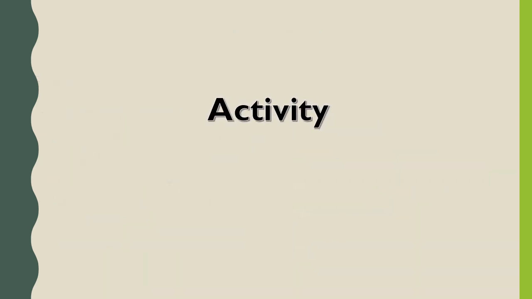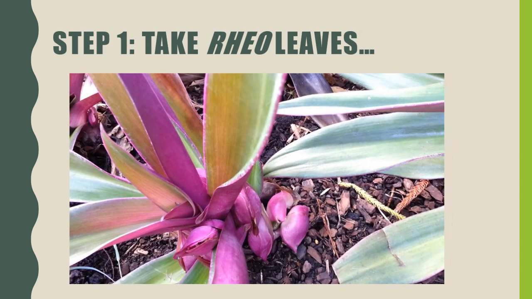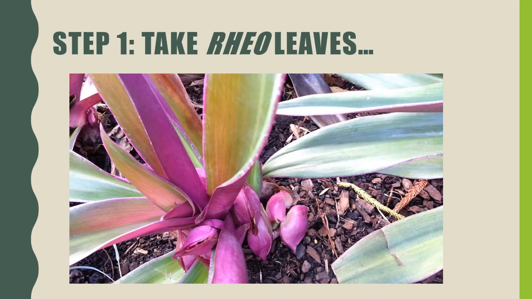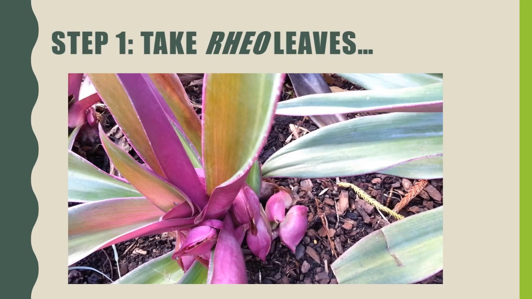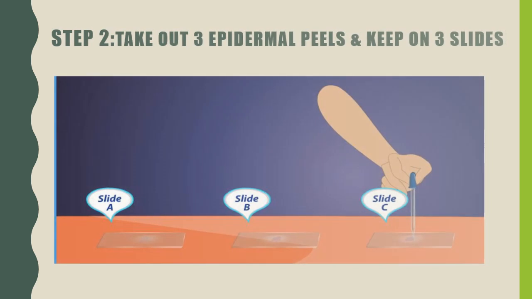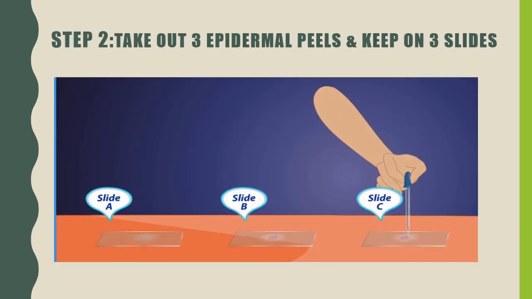Now we'll do a simple activity. This activity involves the use of very pretty purple colored Rhoeo leaves. So the first step is take Rhoeo leaves. You can see the beautiful purple colored leaves of Rhoeo. Take out 3 epidermal peels from these leaves and put them on 3 different slides, slide A, slide B and slide C.